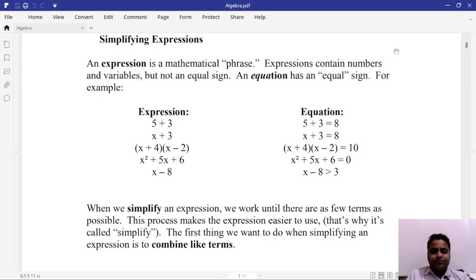And if we transform these expressions into equations, then we have to use the sign of equality or sign of inequality, then they will transform into equations and inequations. Like 5 plus 3 equals 8, x plus 3 equals 8, x plus 4 into x minus 2 equals 10, x square plus 5x plus 6 equals 10, x minus 8 is greater than 3, meaning x is greater than 11.